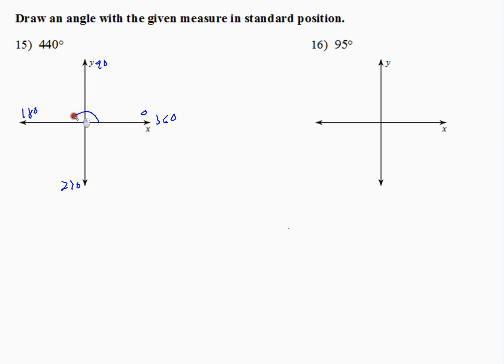Well, let's draw this. Here's 360. So if we do 440 minus 360, because we just did 1 full rotation, we're left with 80. 80 degrees will take me to about right here, not quite 90, and we can draw our angle in there. And that's that answer. 95, that should be nice and simple. We know this is 0, this is 90, this is 180, and so 95 is just a bit over 90. And so that's about a 95 degree angle.